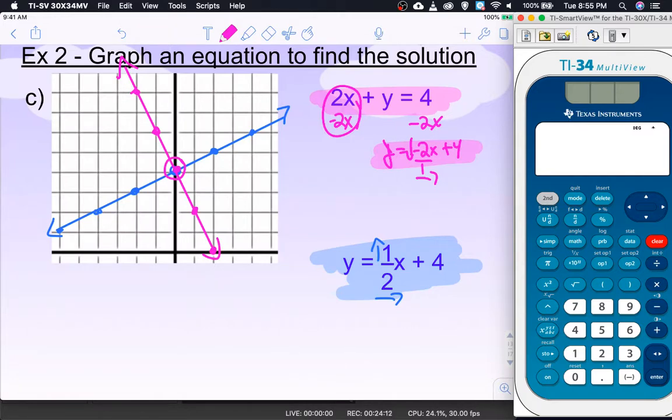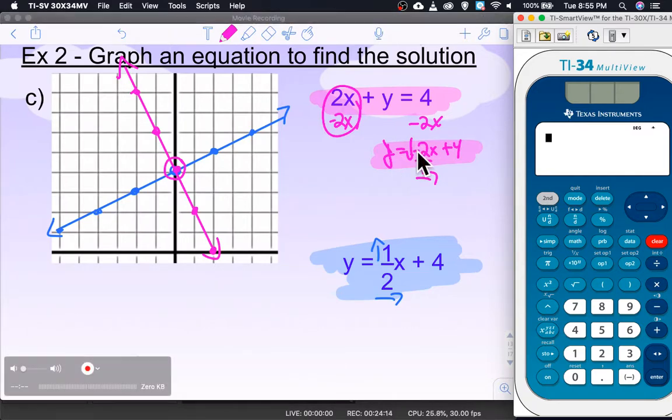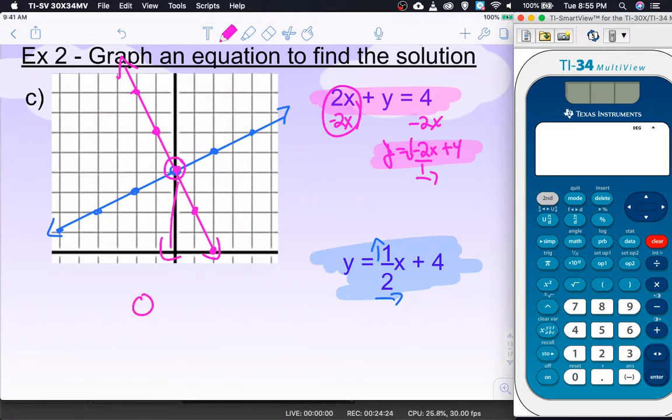And I have a solution. In fact, I knew the solution before I even graphed this whole line, because the point here was the intersection point. It was on the y-axis. It is the point (0, 4). That is the solution to this system of equations. It is the one point that is on both lines at the same time.